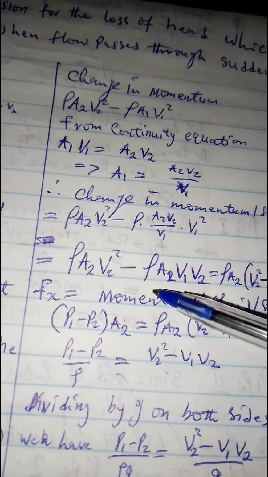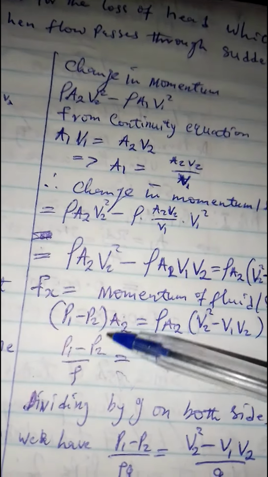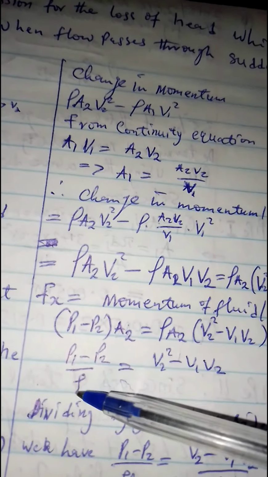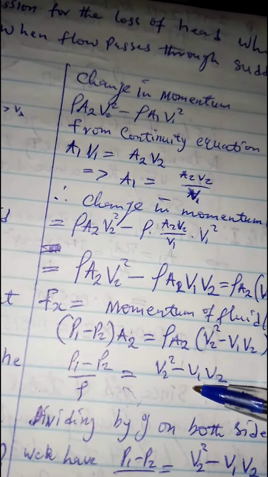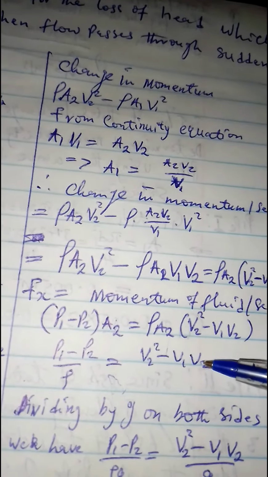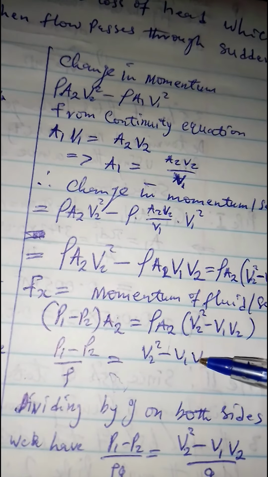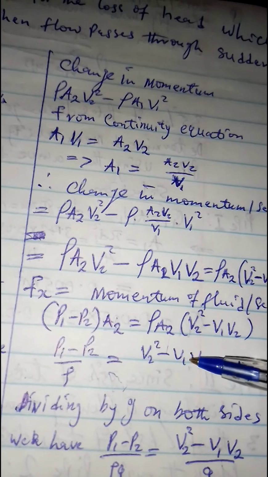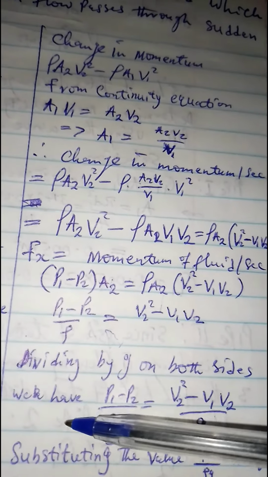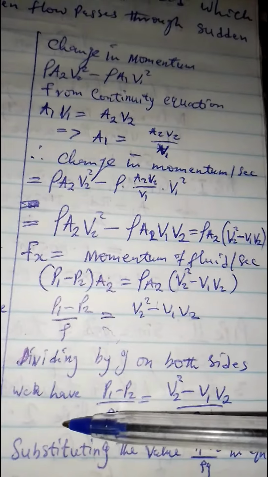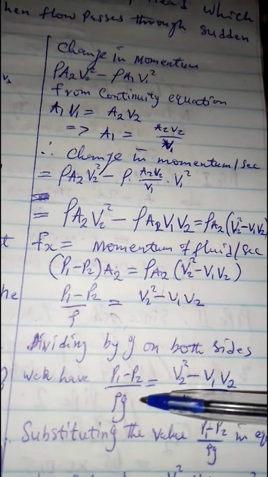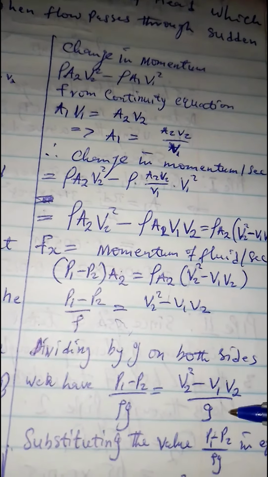You cancel this, so you're now left with rho. You now make the pressure head the subject. So you have change in pressure over rho is equal to V2 squared minus V1 V2. So in order to make it look like the first equation, which is pressure head over rho g, we have to divide through by g on both sides. So when you divide by acceleration due to gravity, you have that change in pressure over rho g will be equal to V2 squared minus V1 V2 over g.